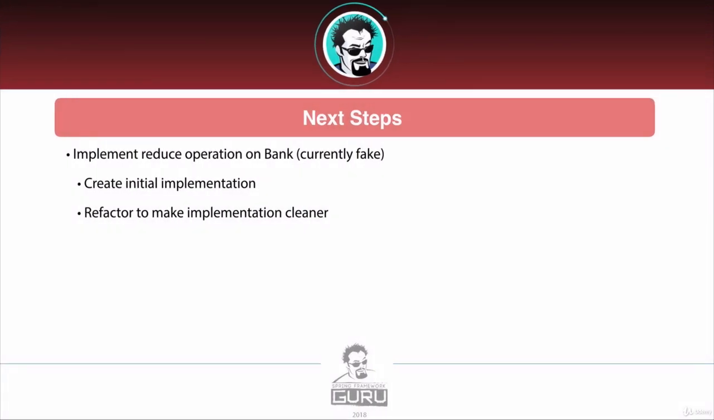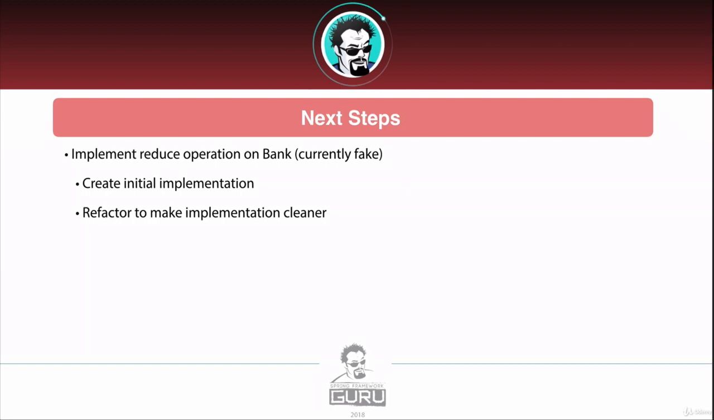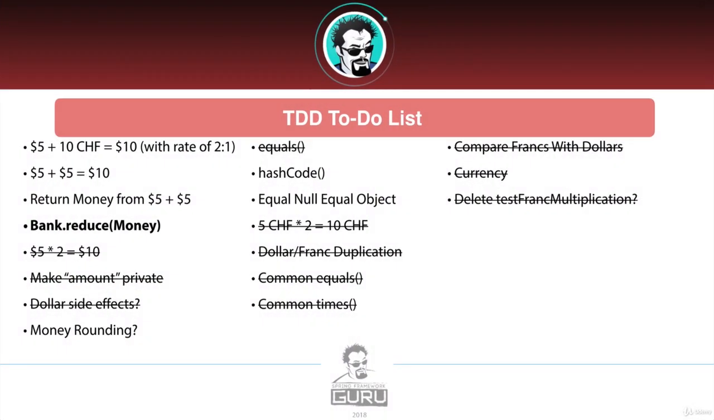Now, what we want to do is implement that reduce operation in the bank. We're going to create an implementation. We're going to refactor things to make things cleaner. So I added bank reduce money to our list. That's what we're going to be focused on here, that reduction operation. I'm going to jump over to IntelliJ, and much like I did last time, I'm going to write the test first, and then we'll get into it.